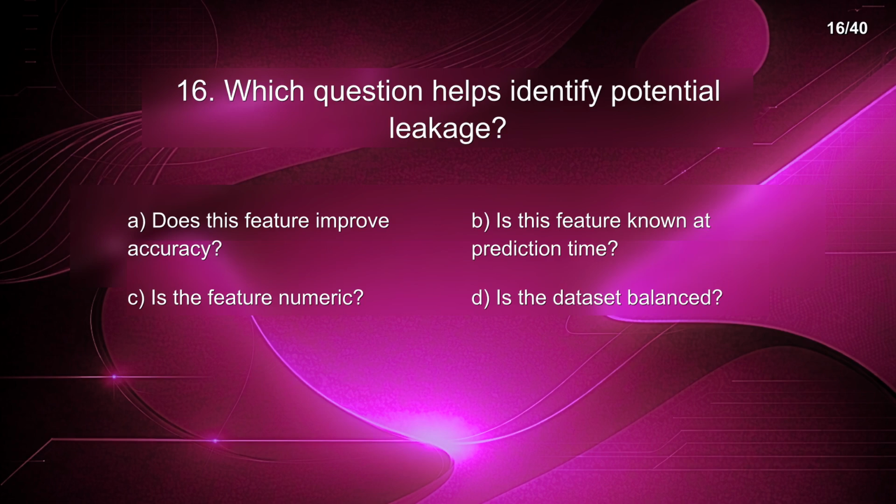Sixteenth question. Which question helps identify potential leakage? A. Does this feature improve accuracy? B. Is this feature known at prediction time? C. Is the feature numeric? D. Is the dataset balanced?